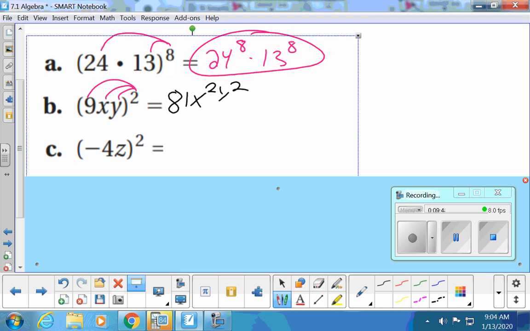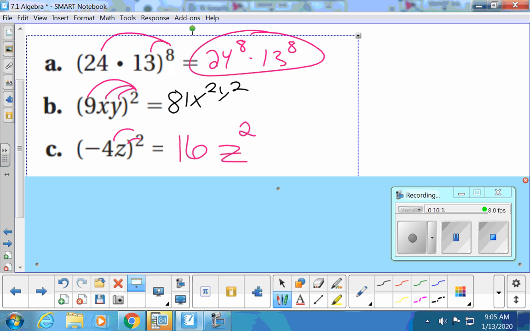Let's do this one together. You're going to distribute that squared in. What is negative 4 squared? Negative 4 times negative 4. Positive 16. And then what about the z part of it? Z squared.